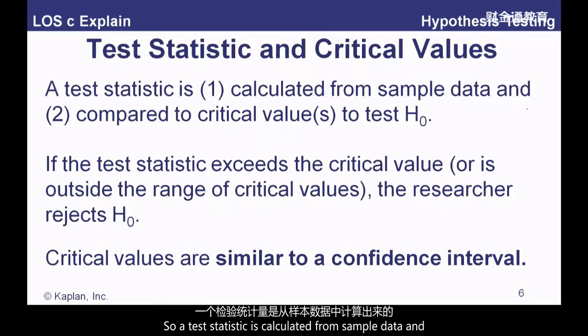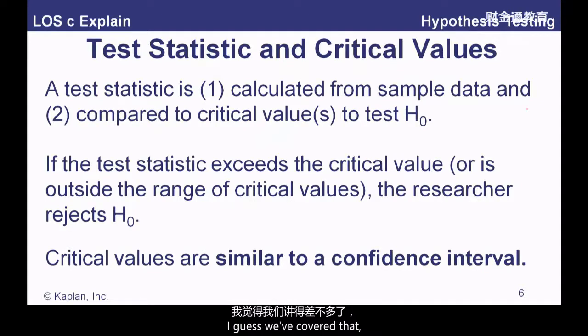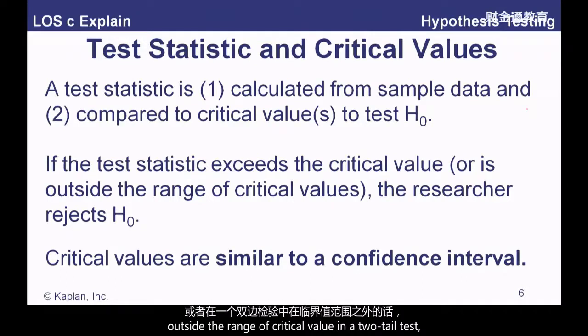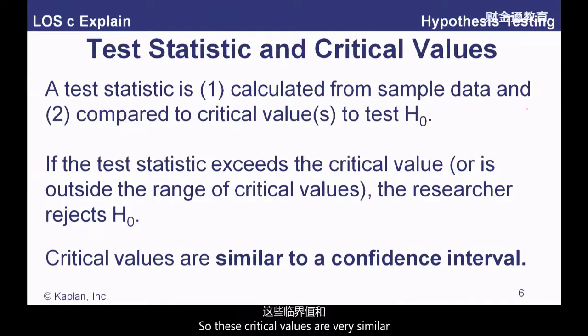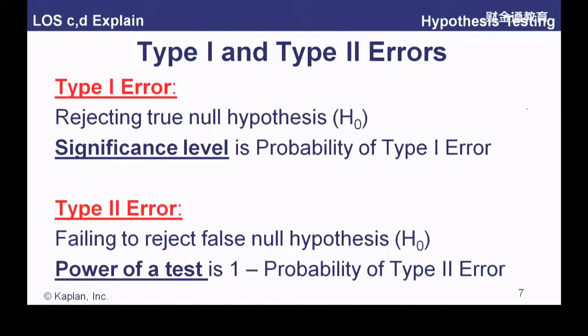So a test statistic is calculated from sample data and compared to the critical values to test the null hypothesis. Well, I guess we've covered that. If the test statistic exceeds the critical value or is outside the range of critical values in a two-tailed test, then we're going to reject the null hypothesis. So these critical values are very similar, as I've mentioned at least once or 3 times, to a confidence interval in what we're talking about.